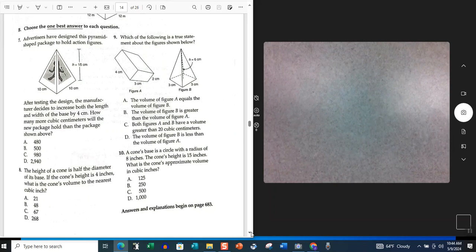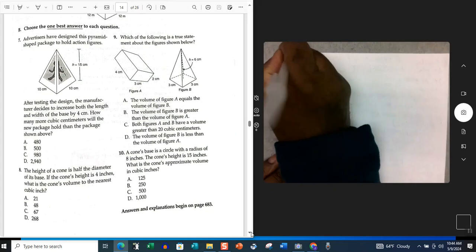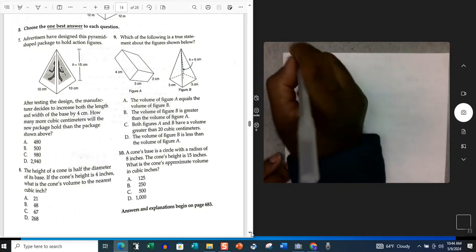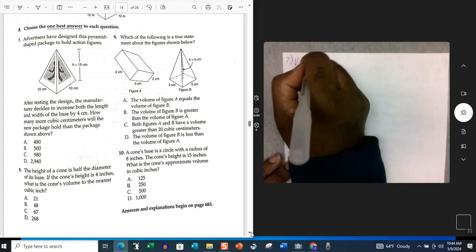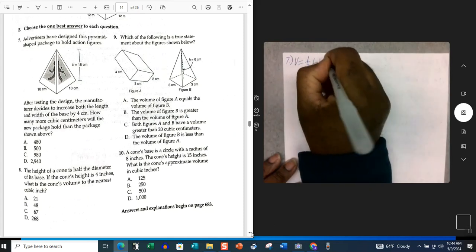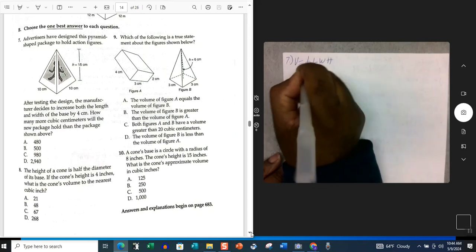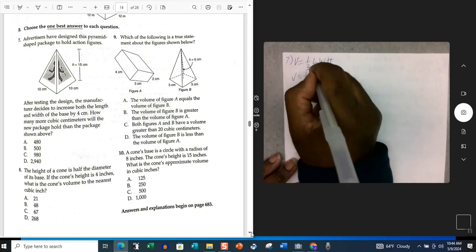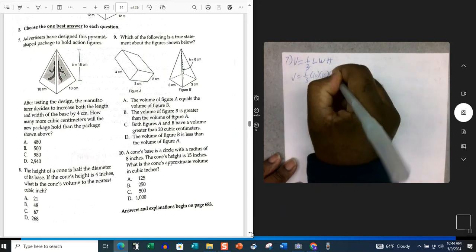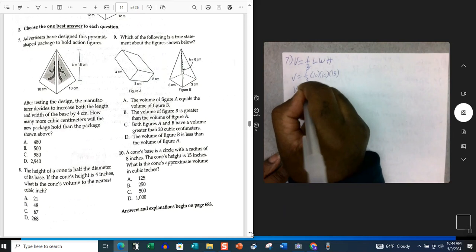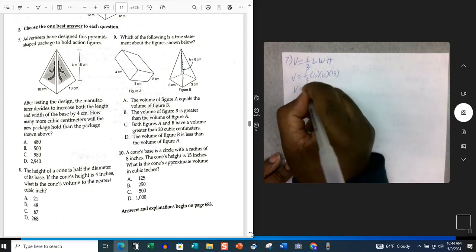So first of all, we need to know how much that first package holds. The volume is equal to 1/3 times length times width times height. So volume is equal to 1/3, the length is 10, the width is 10, and the height is 15. Well, let me just multiply this out.